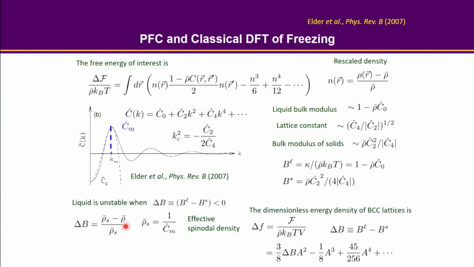If the density is lower than rho S, so this is bigger than 0, then you have a liquid as a stable state. But if rho bar is bigger than rho S, right, you have more and more density, then you are expecting small perturbations will grow. So that will give you a solid state. Okay.